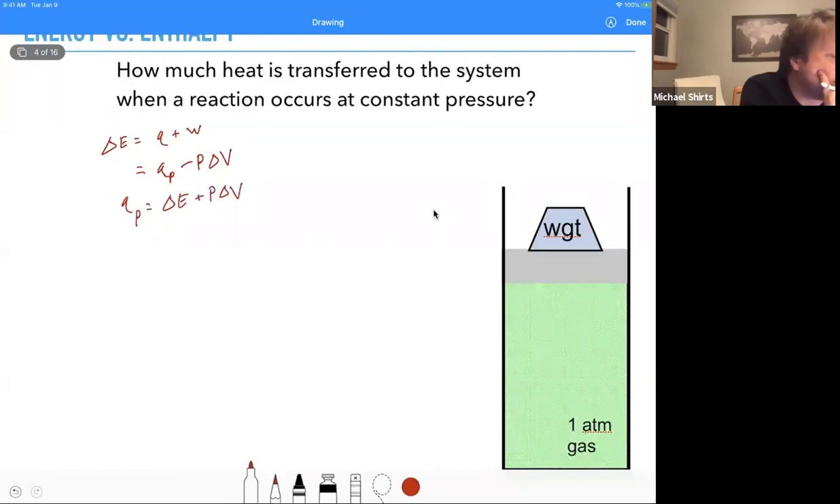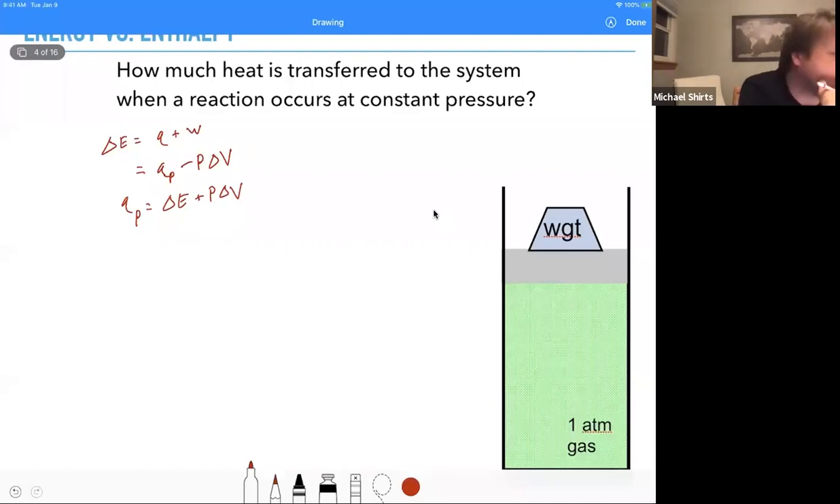This is interesting because we have the heat on the left side, and on the right side we have all state variables. The energy is a state variable, and the change in energy depends only on the initial and final state. The volume is a state variable as well. The volume of a system doesn't depend on how it got to that volume. And the same with the pressure. The pressure of a system only depends on the configuration of atoms, not on how it got there.